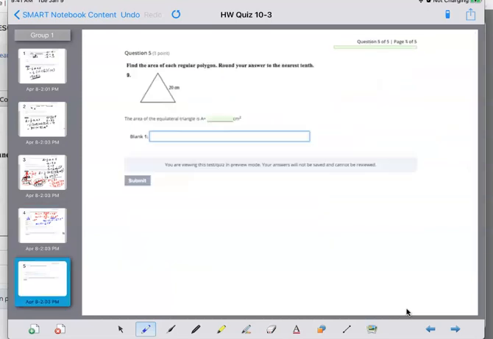In my last question here, I have find the area of each regular polygon. Round your answer to the nearest tenth. Now, this is a regular polygon, and it happens to be an equilateral triangle. Okay, now I am provided the hypotenuse of an equilateral triangle. So if I take 20 and divide it by 2, I get 10. And now the height's 10 the square root of 3 because I'm using 30, 60, 90 triangle shortcuts. Okay, because that's opposite the 60 degrees. This is opposite the 30 degrees. And this is 90.